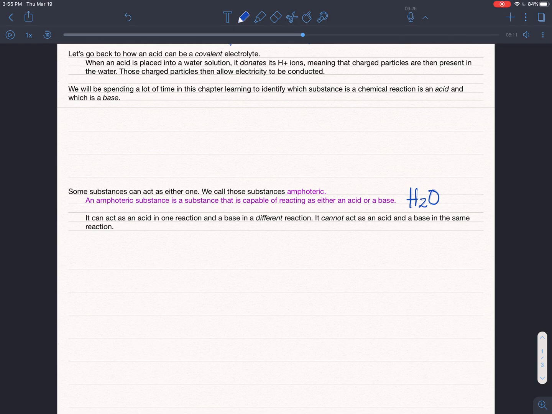So that's what we've got for now. Our next lecture time will be focused on looking at particular acid-base chemical reactions, also identifying which substances are the acids and which ones are the bases. So that's what we've got coming up. But that's all you need for today.